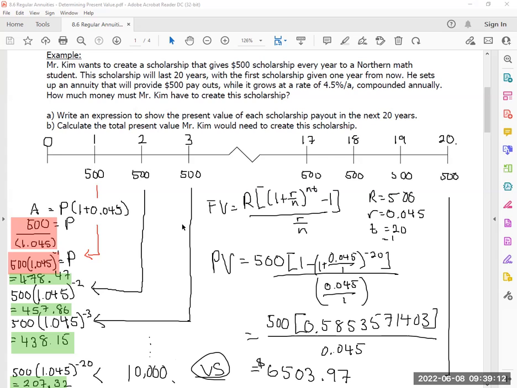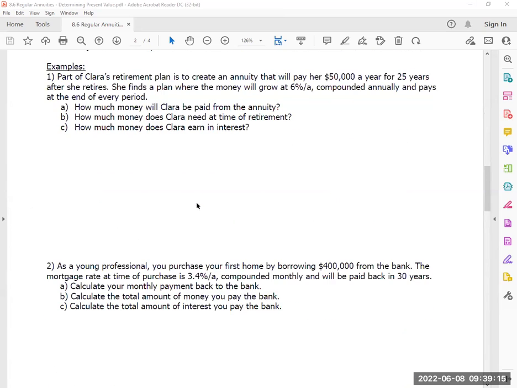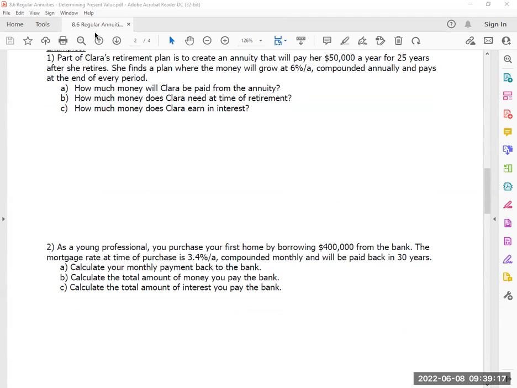And I'll tell you right now, these questions are there to try and help you work out your assignment better, okay? Part of Clara's retirement plan is to create an annuity that will pay her $50,000 a year for 25 years after she retires. Does that sound like something I might ask you in the assignment? She finds a plan where the money will grow at 6% per annum compounded annually and pays at the end of every period.